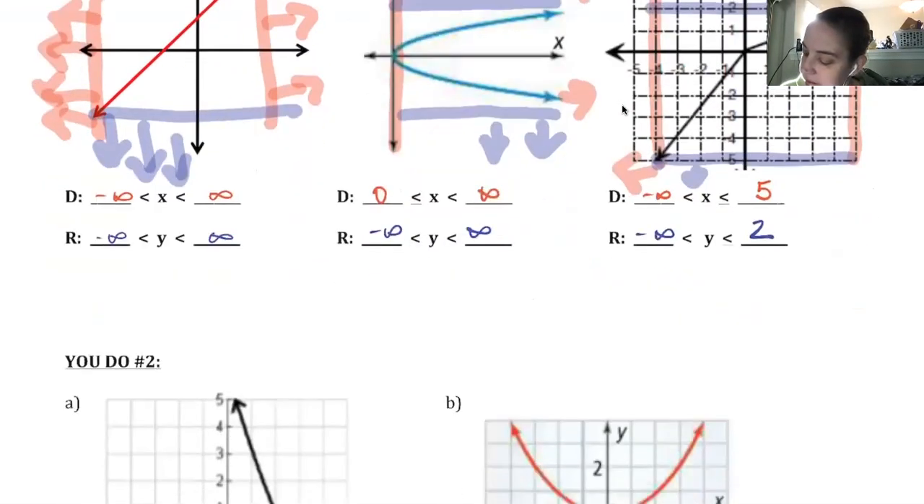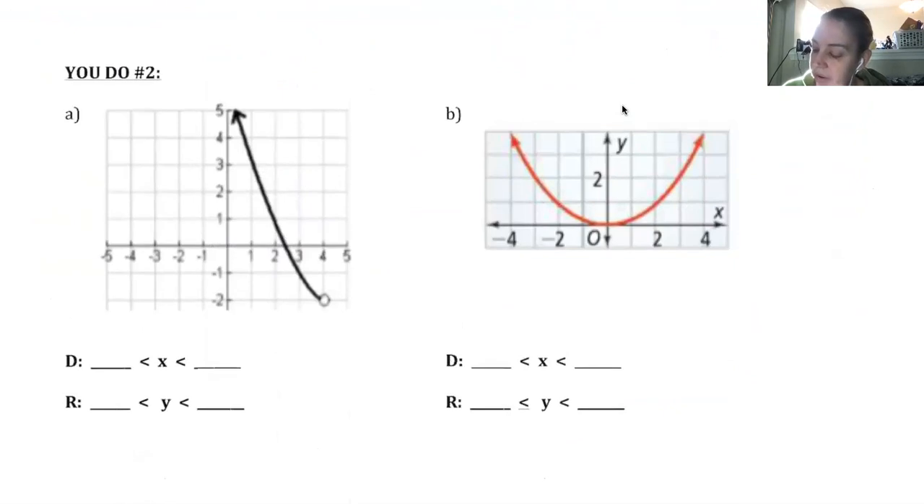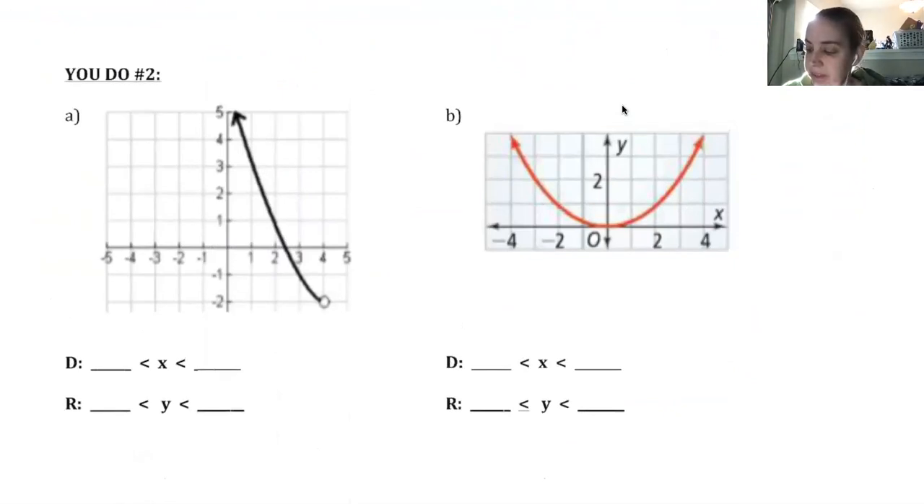Good. Now, you do, we'll do them together. Domain, remember left and right. Well, as far left as this goes, it has an arrow, so it's going to keep going to negative infinity. And to the right, it stops at 4.